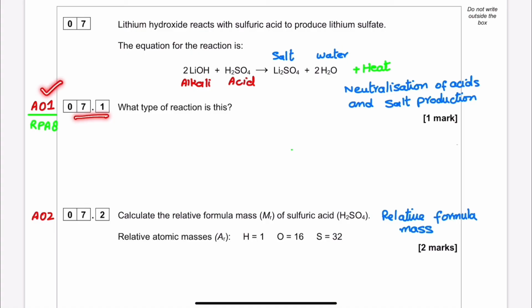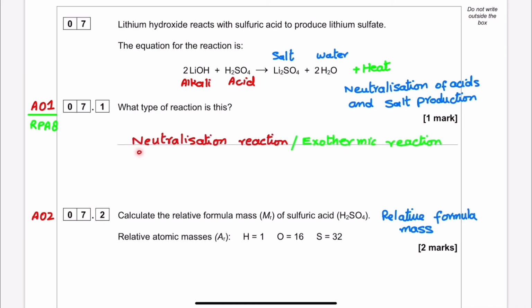7.1 is an AO1 question, and this question is from required practical activity number 8. What type of reaction is this? We know that whenever an alkali reacts with an acid, it is a neutralization reaction. But on the other hand, as a result of the neutralization reaction, heat is produced, so it is a neutralization reaction. And if the student writes exothermic reaction, the answer is still correct. Let's see the model answer. So it is a neutralization reaction and the student can write exothermic reaction.